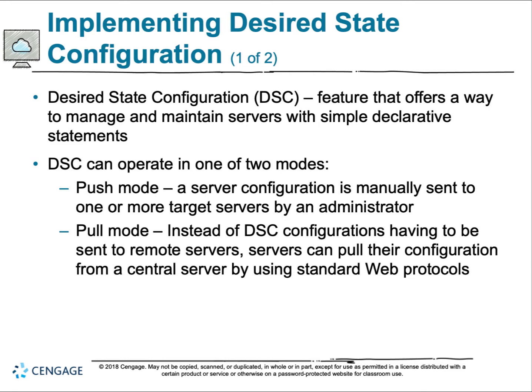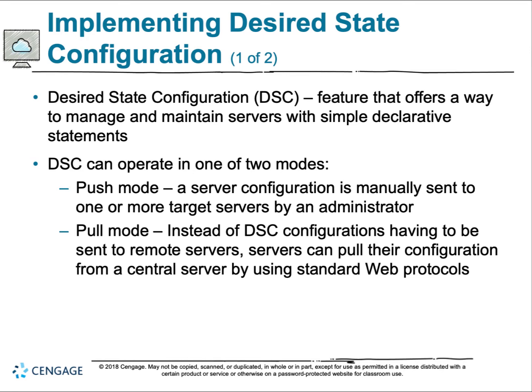In pull mode, instead of the DSC configuration having to be sent to the remote server, servers themselves can pull their configuration from a central server by using a standard web protocol. This technology eliminates the need to open additional firewall ports.